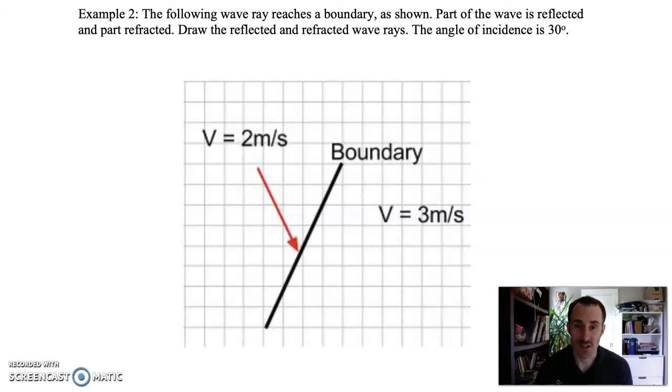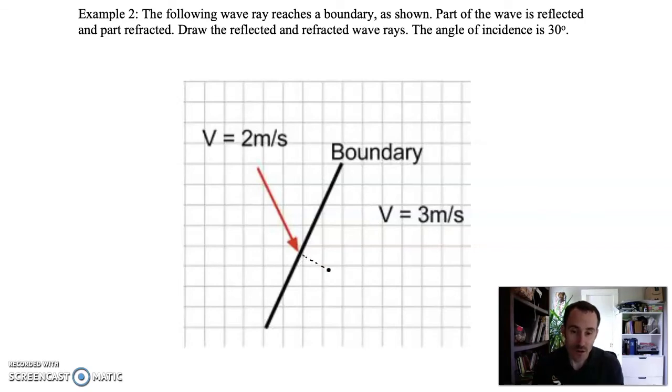The angle of incidence is 30 degrees. Okay, so this is actually important to be accurate. It says that the angle of incidence is 30 degrees, and it wouldn't say that if it didn't want us to actually calculate where the refracted wave ray was supposed to go. So we're going to actually have to do a calculation on this one. So first of all, we've got this incoming wave ray, or the incident wave ray. And I think that at this point, I want to draw in the normal line, because that's going to make everything easier.